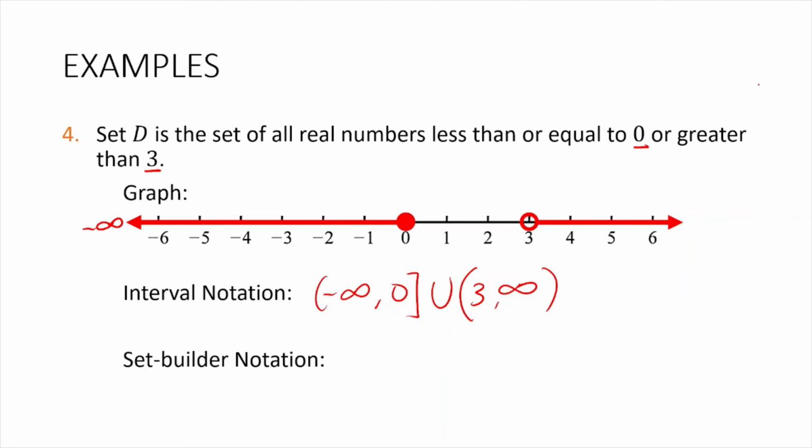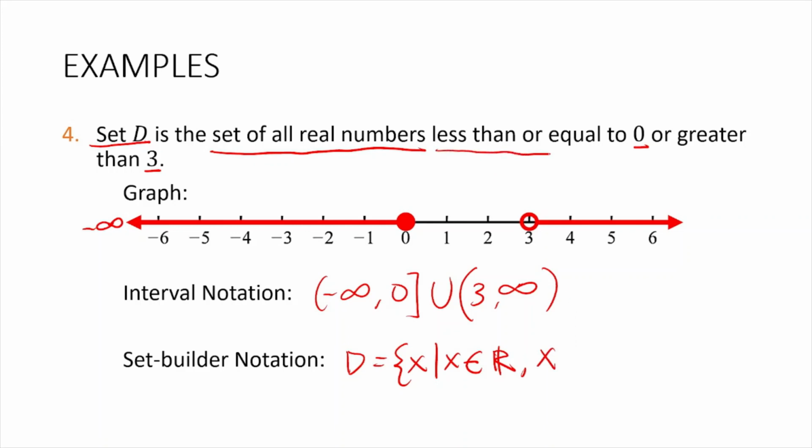And then lastly, the set builder notation. This is set D, so we say D is the set of all x such that x is a real number, right? And then the condition. So we have here x must be less than or equal to 0, or x must be greater than 3.